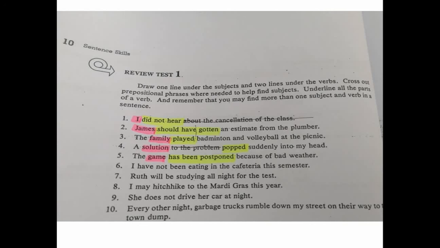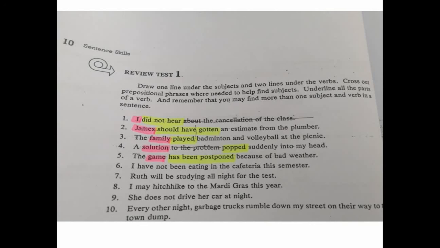James should have gotten an estimate from the plumber. Who should have gotten an estimate? James. So James is the subject. What do I say about him? He what? Should have gotten. That's a verb. Should from the modals family, have from the have family, gotten verb 3 from get, which belongs to the main verbs, action verbs.